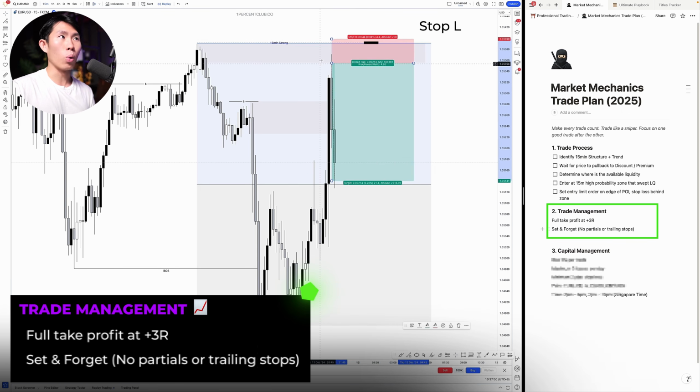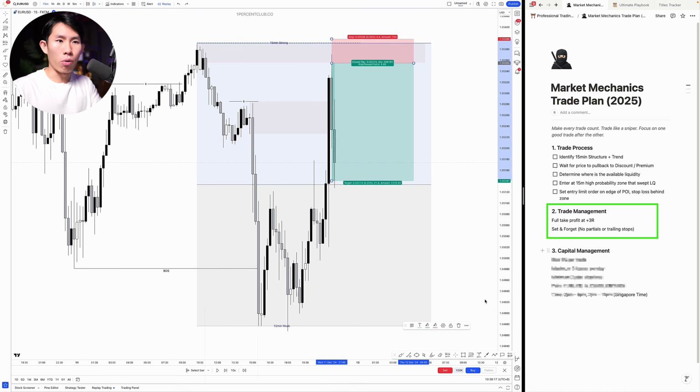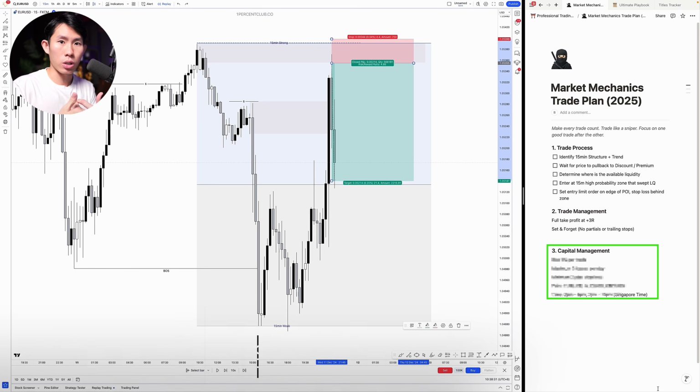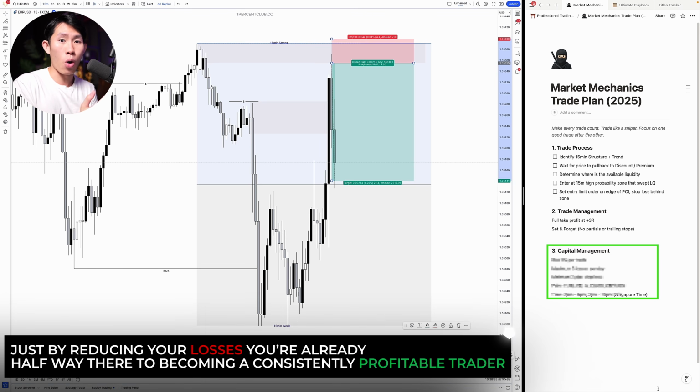Once we enter the trade, we place our stop loss, we place our take profit, we just let it run, right? We trust our analysis. And if you look at this trade plan right here, the last thing that we have is our capital management rules. It's imperative that we have some form of rules to actually protect our downside, to protect our capital, so that we can actually reduce our losses. Just by reducing your losses, you are already halfway there to becoming a consistently profitable trader.